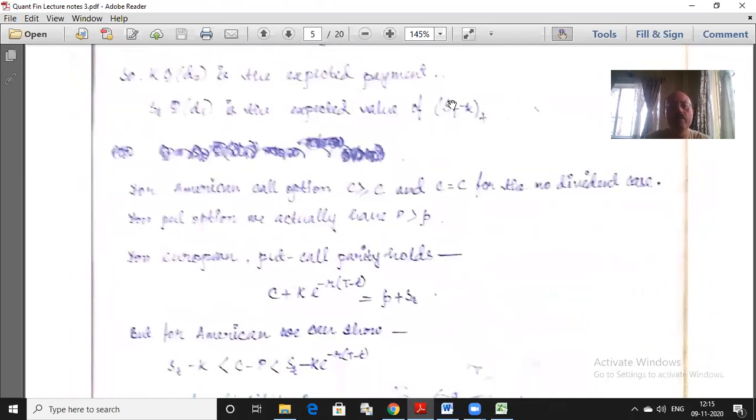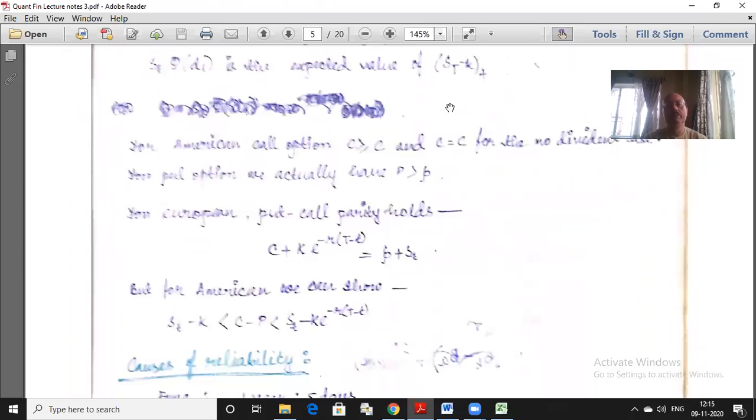And secondly, for the American options, we don't have the parity result because we don't have equality in all these cases, but we do have these bounds. So I will again leave it as a homework for you to check and verify these two inequalities.